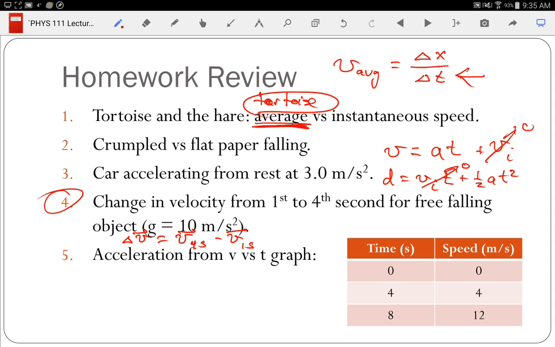Velocity has direction. So you need a direction in your answer. And I don't think there was a single person who put direction in their answer. And so the answer should have been 40 meters per second down minus 10 meters per second down equals 30 meters per second down. And like I said, there were some people who had the 30 meters per second, but no one that had the down.